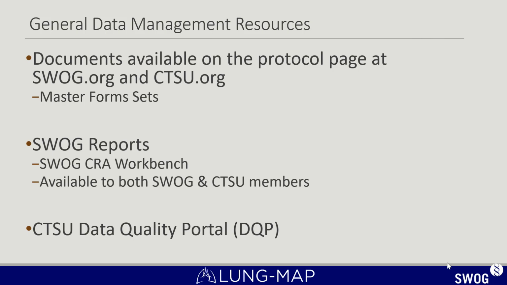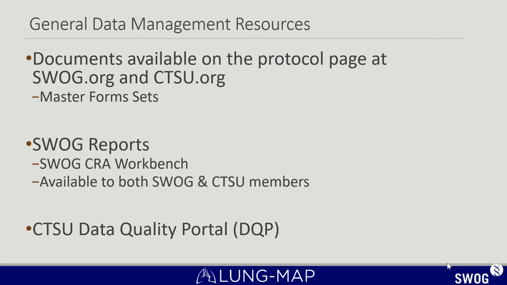So these are the general resources for any SWOG trial, which I'm sure you're very familiar with, but I definitely recommend checking out the master form set for a study before you start entering the data in RAVE. That way you'll get a sense of what the questions are going to be and what the answer options are going to be. And that's always available on the protocol page, either at SWOG or CTSU.